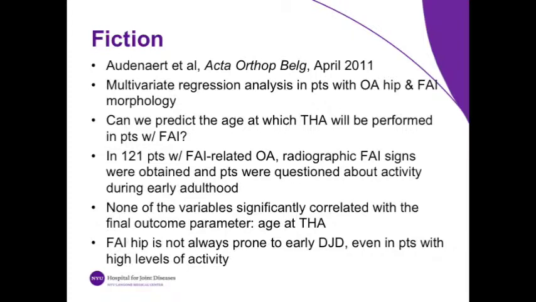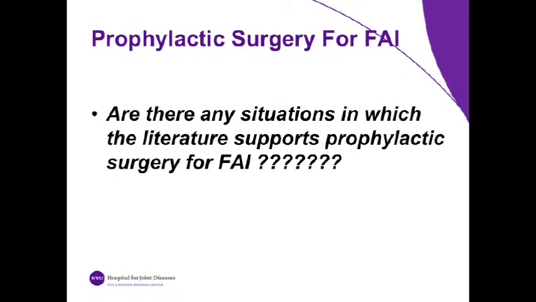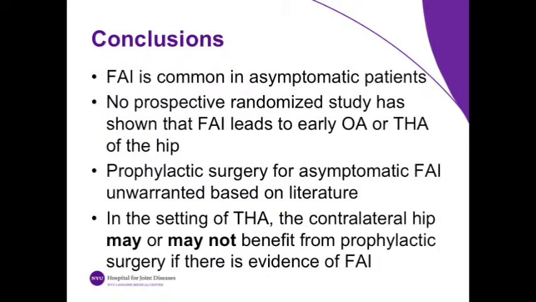However, there are other studies that show that FAI hips do not lead to arthritis. This study looked at patients at a follow-up mean of 18.5 years and found that 82% of patients with FAI remained free of arthritis. So are there situations that support prophylactic surgery for FAI in the literature? This may be one: patients with bilateral FAI where the contralateral hip needed a total hip replacement. In those situations, early treatment of FAI may be necessary.